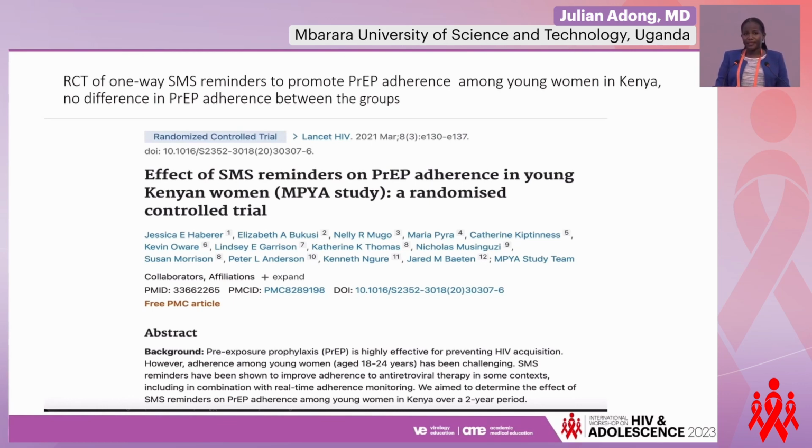Then I'd like us to move to East Africa and look at a study by Jessica Mbarara et al. That was an RCT that was SMS-based, one-way SMS. The endpoint of this study was to test PrEP adherence among young women aged 15 to 24 in Kenya, in Kisumu and Thika. What they found was that there was actually no difference between the two groups.